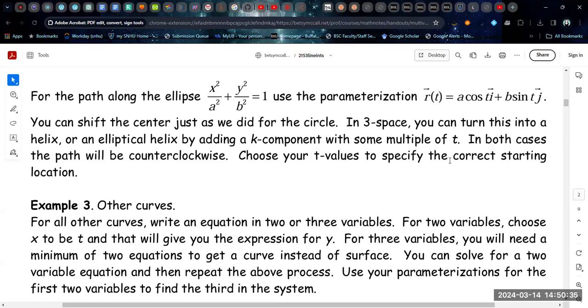And then again, you can shift off the origin by adding constants if you need to shift away from the center at the origin.